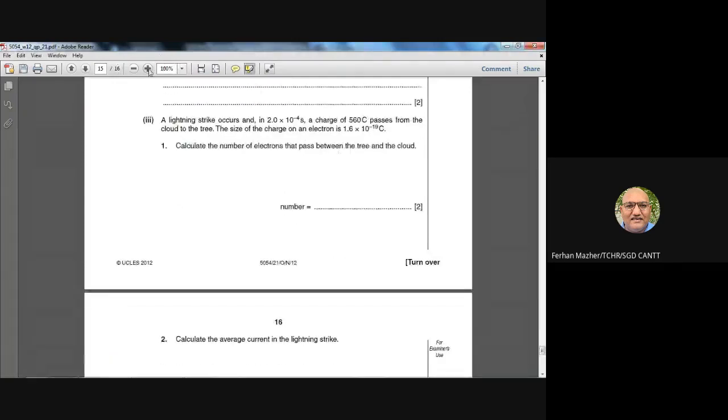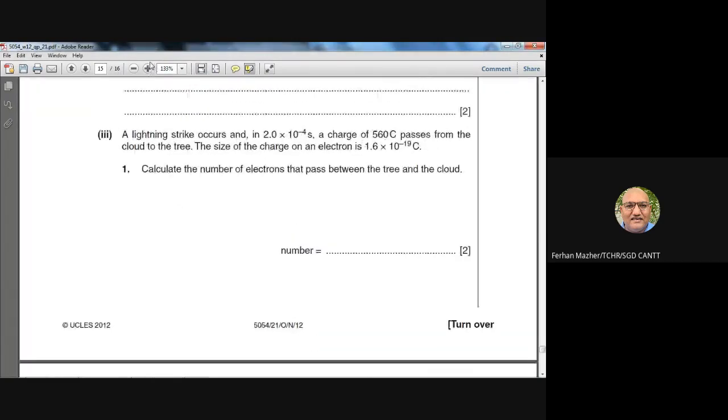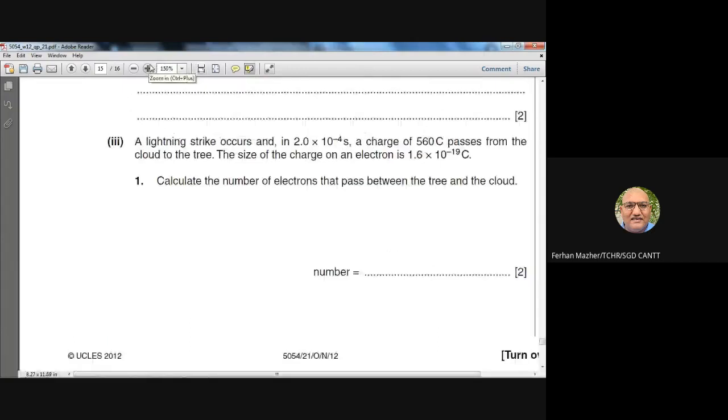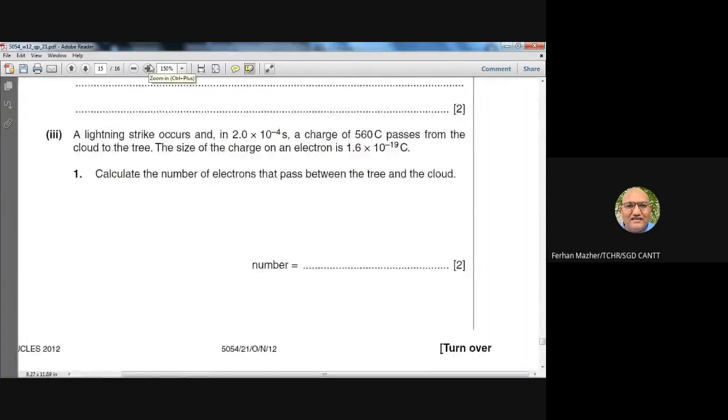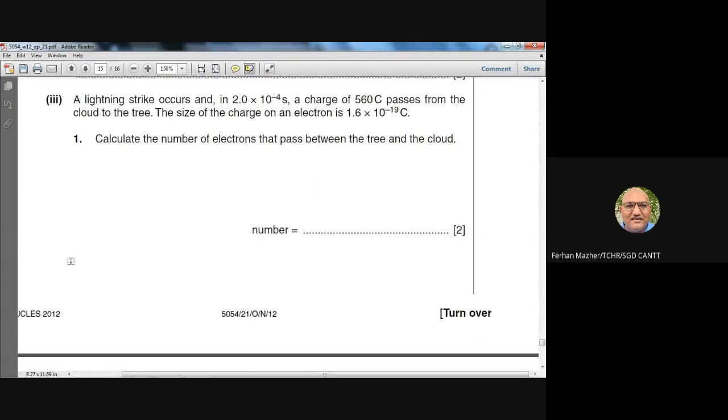The next question is, he says the lightning strike occurs in 2 expo minus 4 seconds. In 2 expo minus 4 seconds, a charge of 560 coulomb passes from the cloud to the tree. The size of the charge on an electron is 1.6 expo minus 19 coulomb. Calculate the number of electrons that pass between the tree and the cloud. We know the charge which flowed.